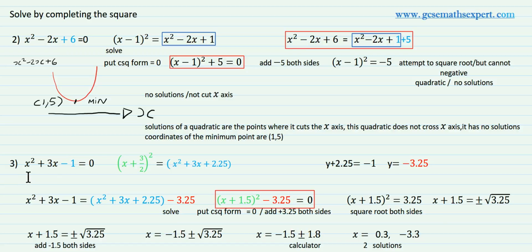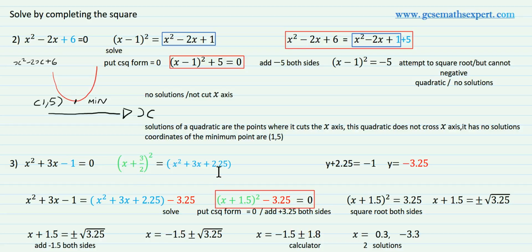So we've been asked to solve by completing the square this quadratic: x squared plus 3x minus 1 is equal to 0. Again we complete the square and it's this. It's x plus 3 over 2, because we take the half of the coefficient of x, which is 3, giving 3 over 2, all squared. This will be x squared, then 2 times 1.5 is 3x, and 3 over 2 squared is 2.25.